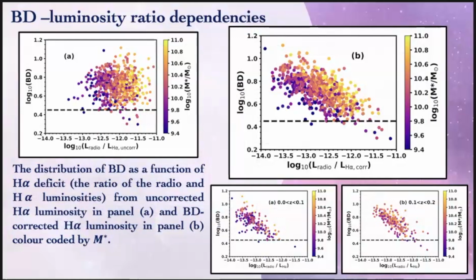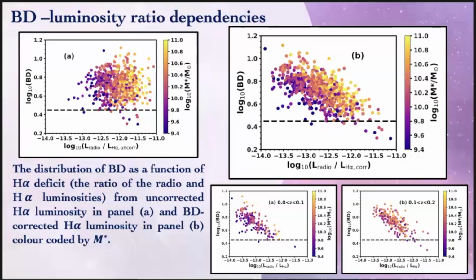And here in panel A, that's before correction to the H-alpha. So plotted is Balmer decrement as a function of the H-alpha deficit, the ratio of the two luminosities. And we can see that there is no clear relation apparent here. But after applying the correction, there is a tight correlation, which is due to high Balmer decrement points increasing the H-alpha, which shifts the H-alpha deficit to the left, thereby inducing the correlation.